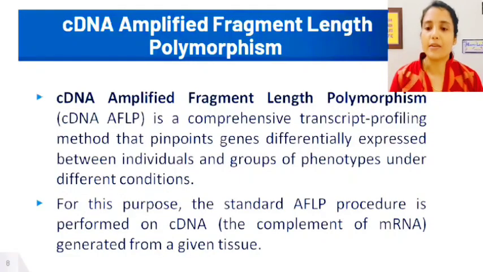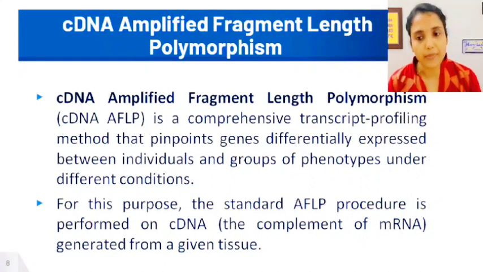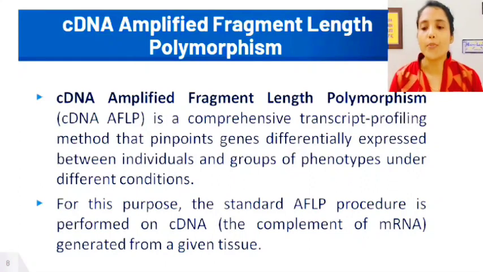Now we'll go into what cDNA-AFLP is, and under this we will be studying the steps involved in it. Basically it is the steps for AFLP, but one addition will be the formation of cDNA in the beginning. So cDNA-AFLP, or cDNA Amplified Fragment Length Polymorphism, is a comprehensive transcript profiling method that pinpoints genes differentially expressed between individuals and groups of phenotypes under different conditions.